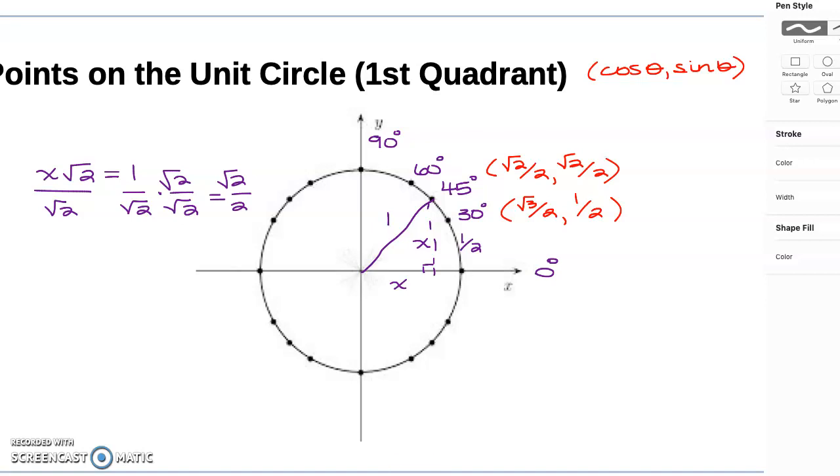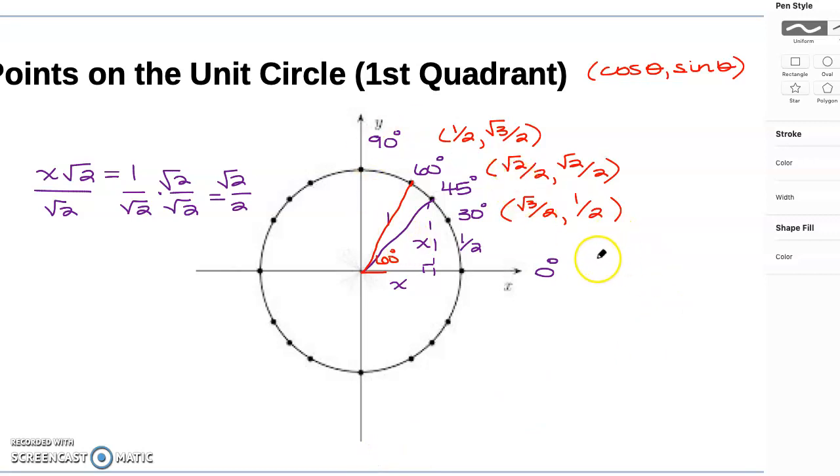So my ordered pair and cosine and sine values for a 45-degree angle are the same, radical 2 over 2. Now the nice thing about the 60-degree angle is we've already solved for the 30, 60, 90 angles. They're just switched, because now we're opening up to a 60-degree angle. So those values just flip. So this is going to have a cosine value of 1/2 and a sine value of radical 3 over 2.